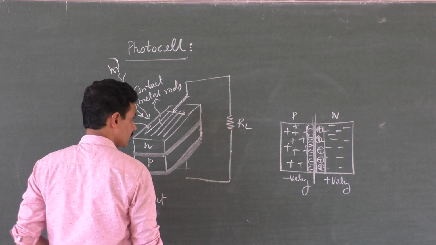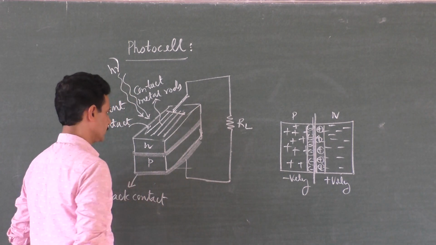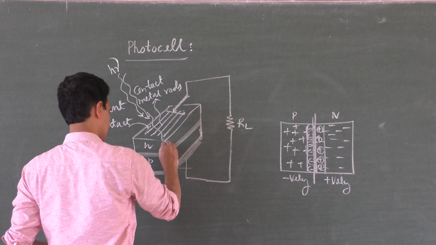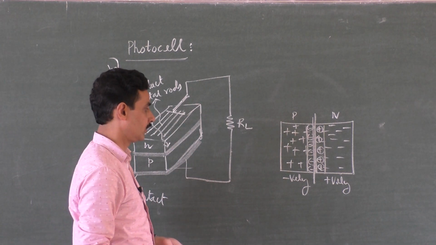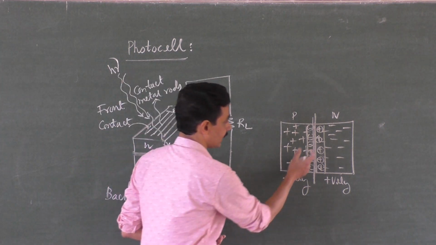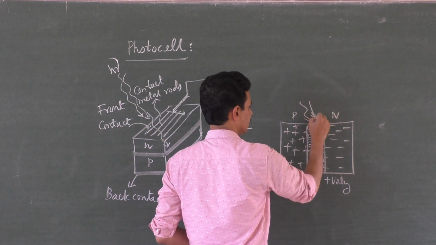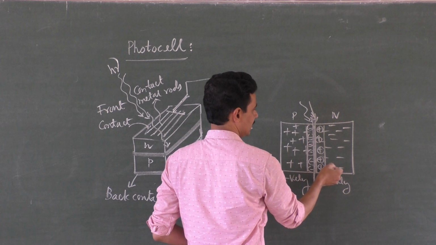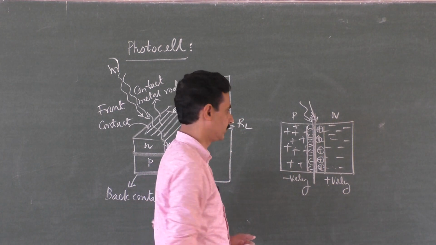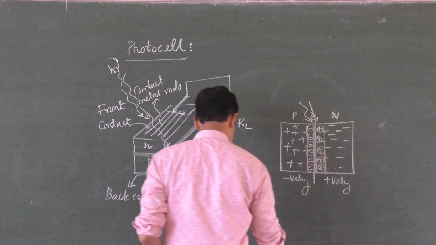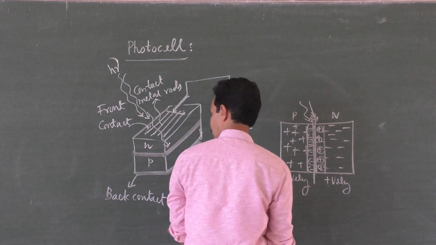Now, when light falls on the junction, it is a similar junction here also. When light falls on the junction, electron hole pairs are created. Can you guess where electrons and holes move when the light is falling on the junction? Electrons will move to the n region because it is positively charged now when the junction is formed. So electrons will move to the n region and holes will move to the p region.